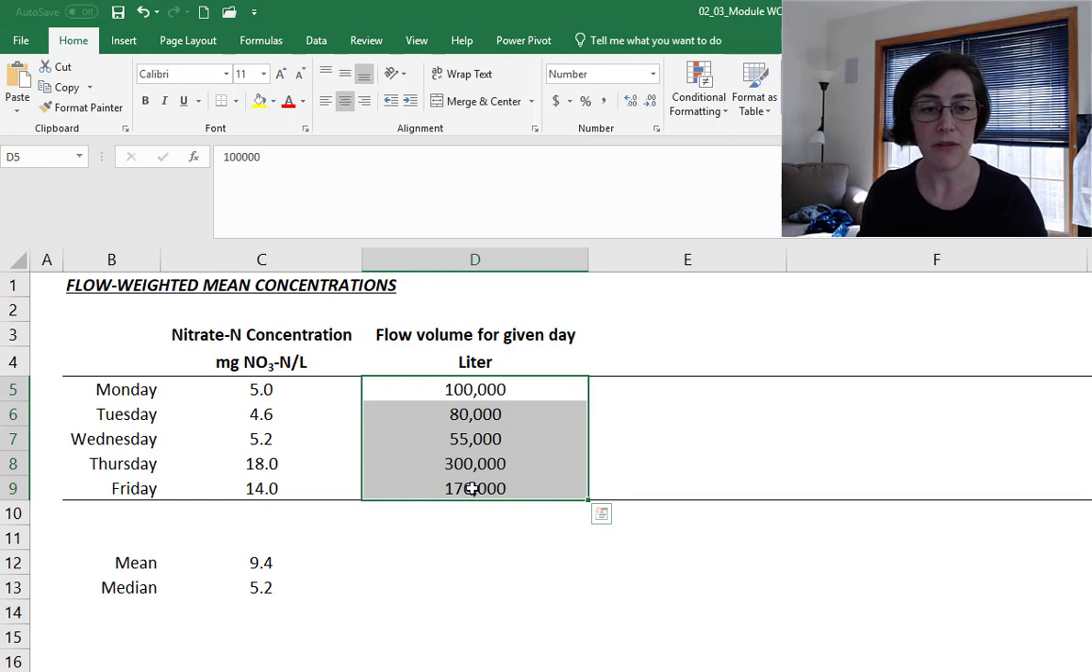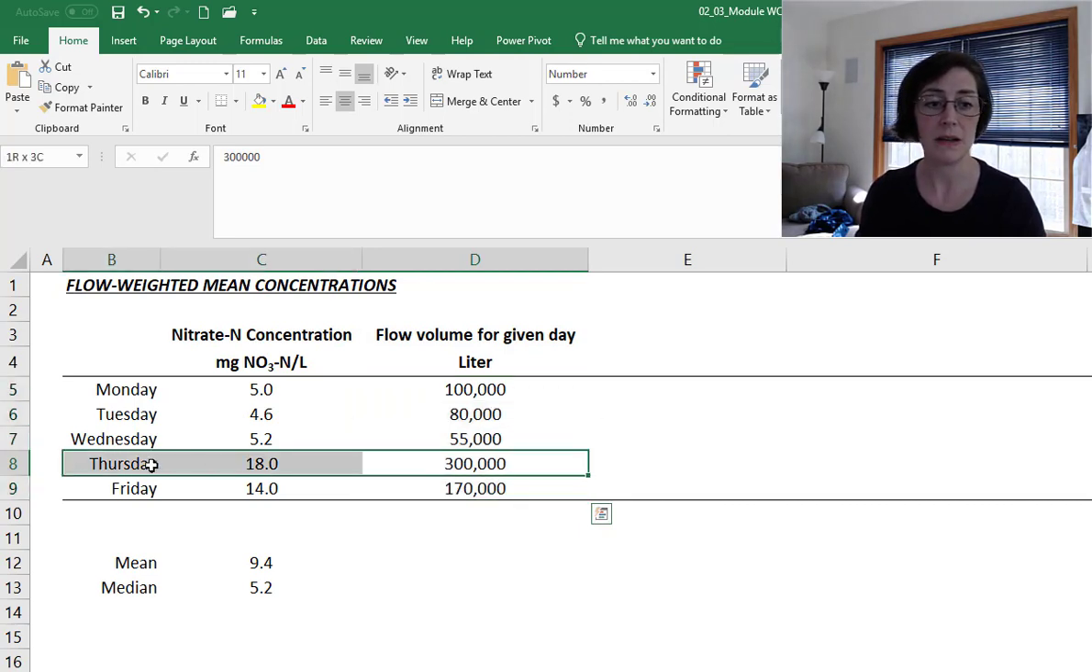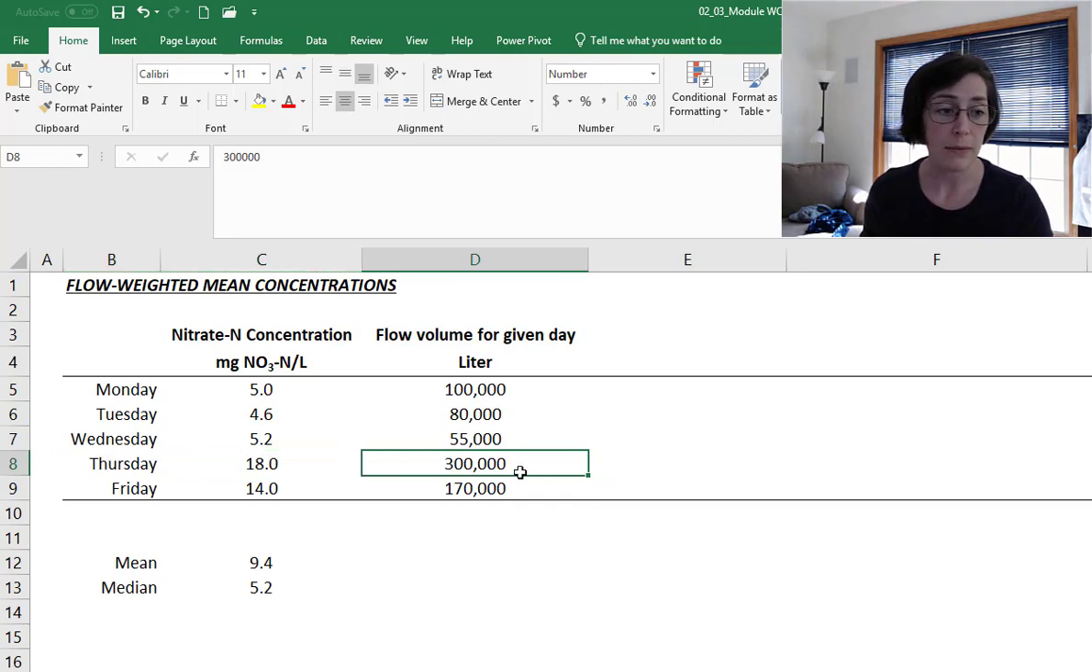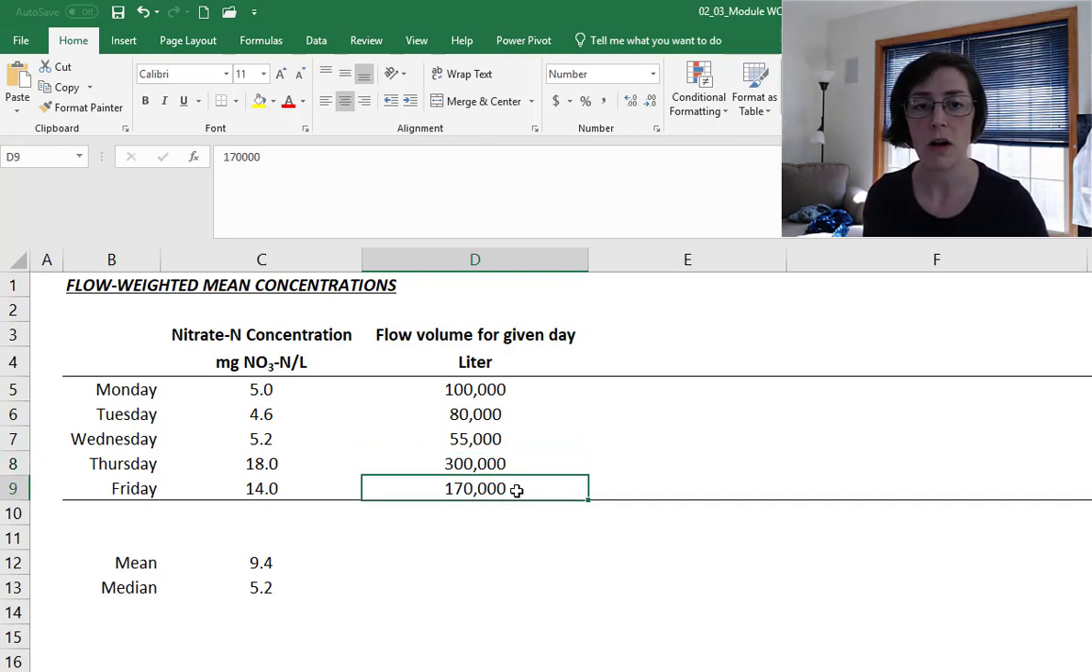The day with by far the most flow happened to be Thursday. So pretend, for example, the farmer applied nitrogen Wednesday night into Thursday, and then it rained a lot on Thursday. And so we happen to have the most flow volume occurring on Thursday, with also a fair amount of flow volume occurring on Friday, the amount of water leaving that tile outlet.